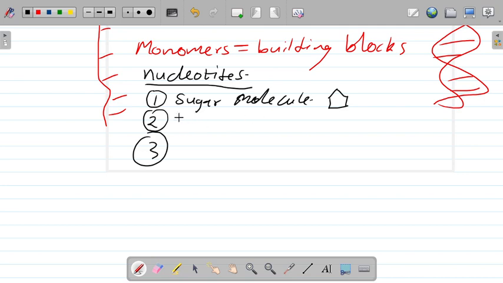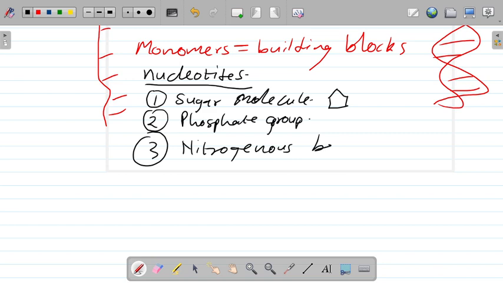Then the second one is the phosphate group. Phosphate group meaning there is one phosphate somewhere there. And then there is 3, which is the most important: the nitrogenous base.